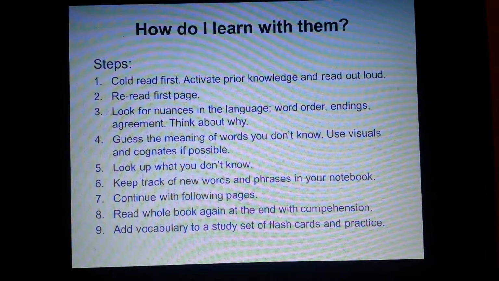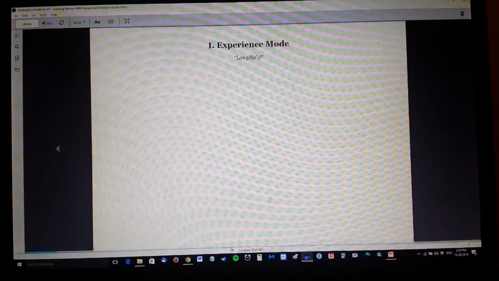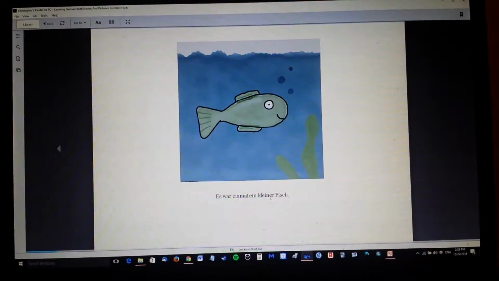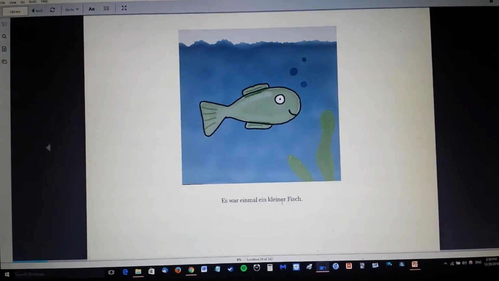Ultimately, add vocabulary to a study set. You can use flashcards or Quizlet and practice. Alright, so let's get started. Here I have a computer version. This is the Amazon Kindle app for the PC, and I'm going to scoot in just a little bit here.